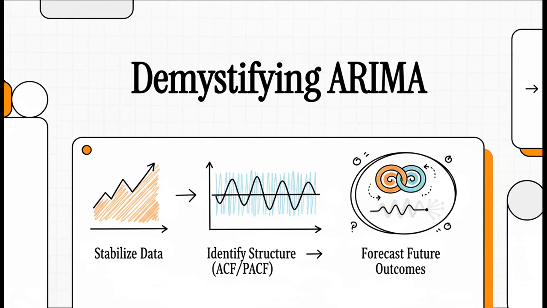All right, today we're going to pull back the curtain on something called ARIMA. It's a really powerful statistical tool that can take a bunch of old data and turn it into forecasts about the future that are, well, surprisingly good. We're going to break down exactly how it pulls this off, step by step.